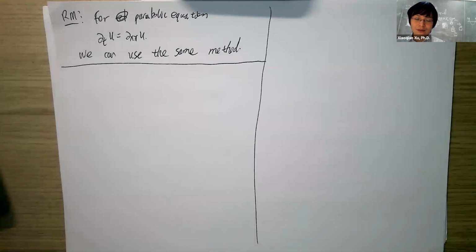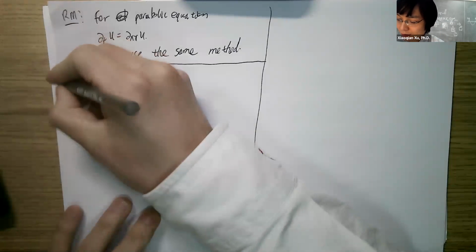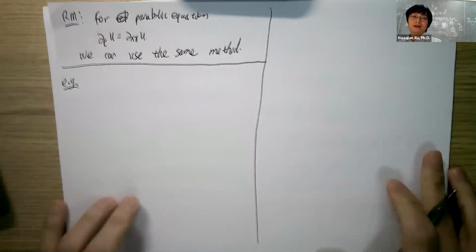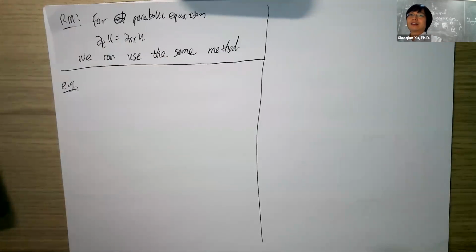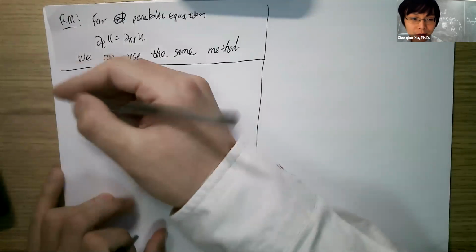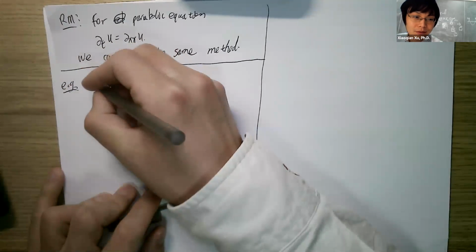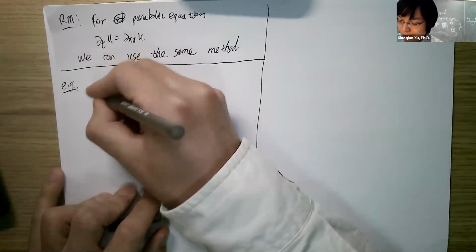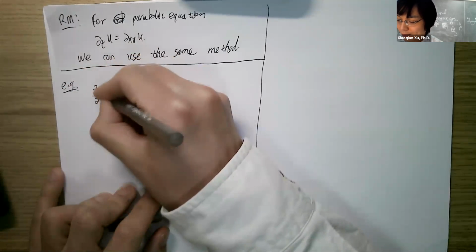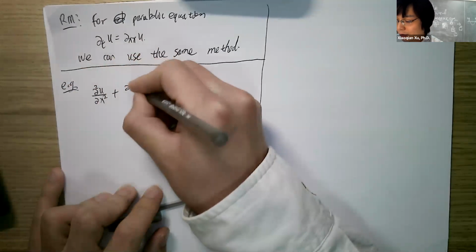Before we introduce this so-called Fourier series, let me give you another example on the elliptic equation. This is again a very important example. We may see it again and again in the future this semester. That is, you have the elliptic equation.